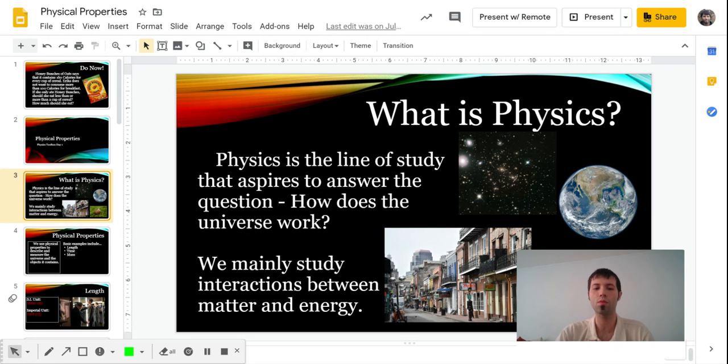In this class, we mainly study the interactions between matter and energy. Matter is like everything that we can touch. The air, I can wave my hands through it. I can feel the air around me. Liquids, solids, anything I can see and touch is matter. Energy is kind of what makes that matter move or gives that matter some heat. So we'll be diving into matter and energy a lot this term.